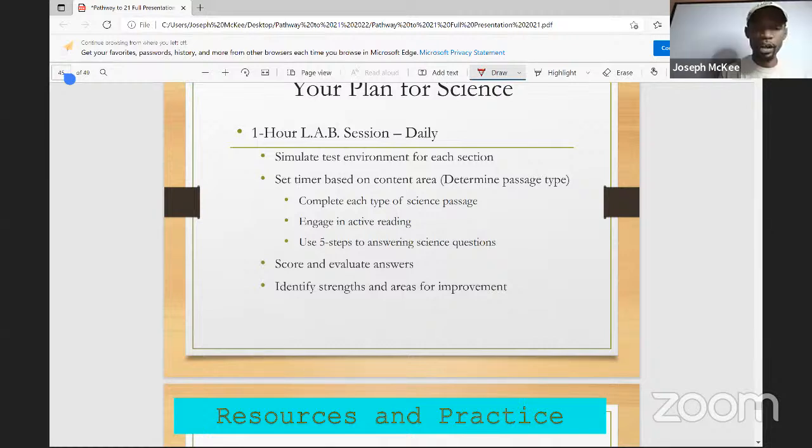Remember, you're always looking to identify your strengths and areas for improvement. So every time you're practicing, you should be getting stronger and stronger. You should be getting closer and closer to identifying the type of passage that's going to put you in the place to be most successful. Do those first, then the next type second, and the type of passage that you get the most difficulty from, you do it last.